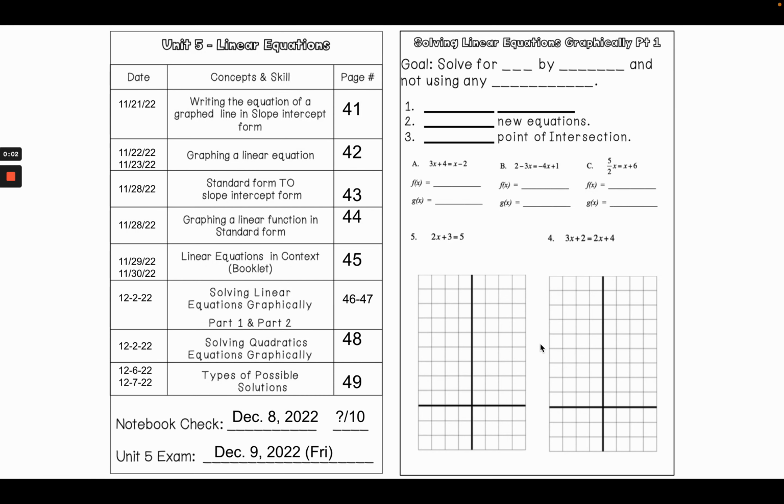Aloha Algebra 1 students. This video is solving linear equations graphically. We're going to look at linear equations, absolute value graphs, and quadratic graphs.